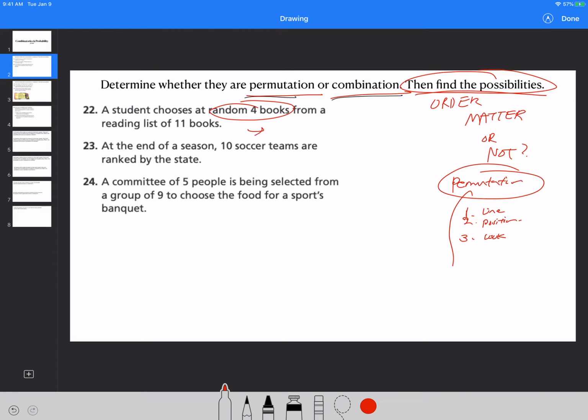And this is a combination problem. All you're going to do is 11 choose 4, so you're going to do 11 combination 4, and then you're going to get 330 ways.